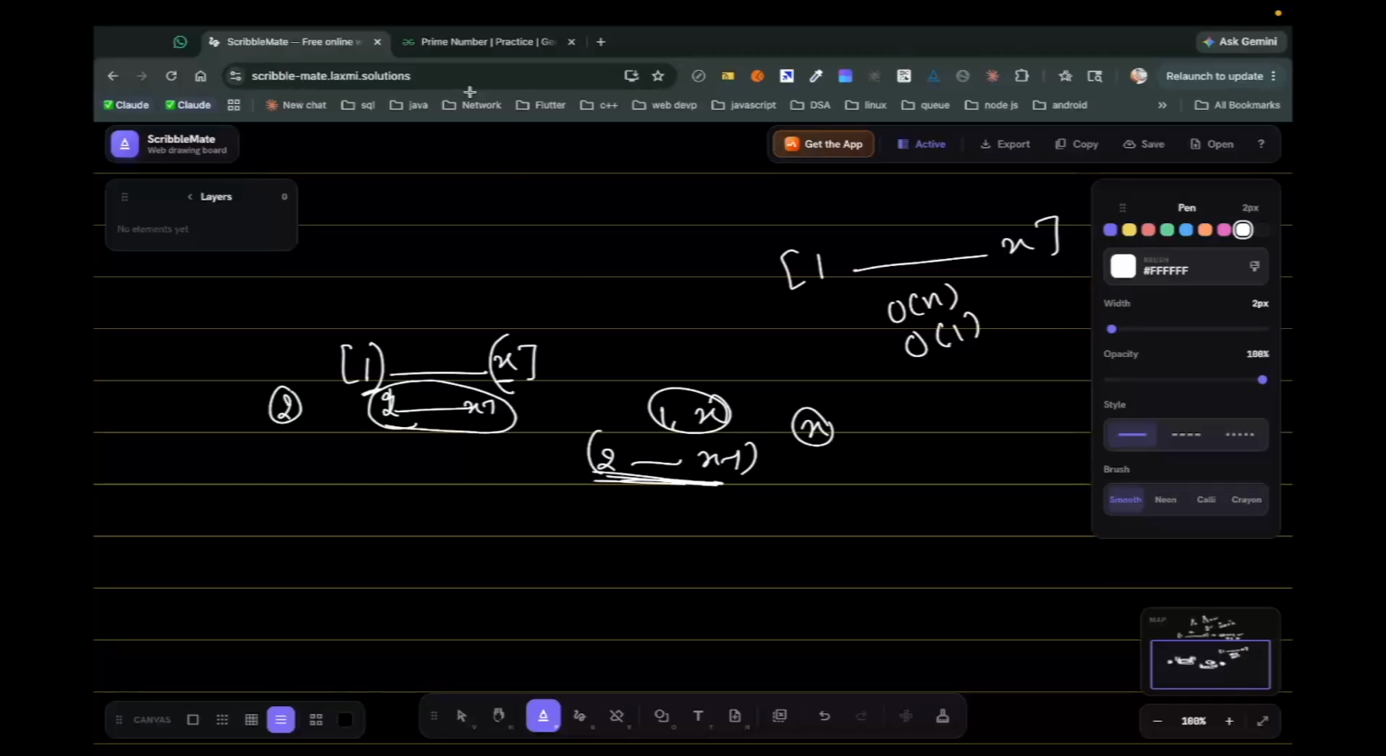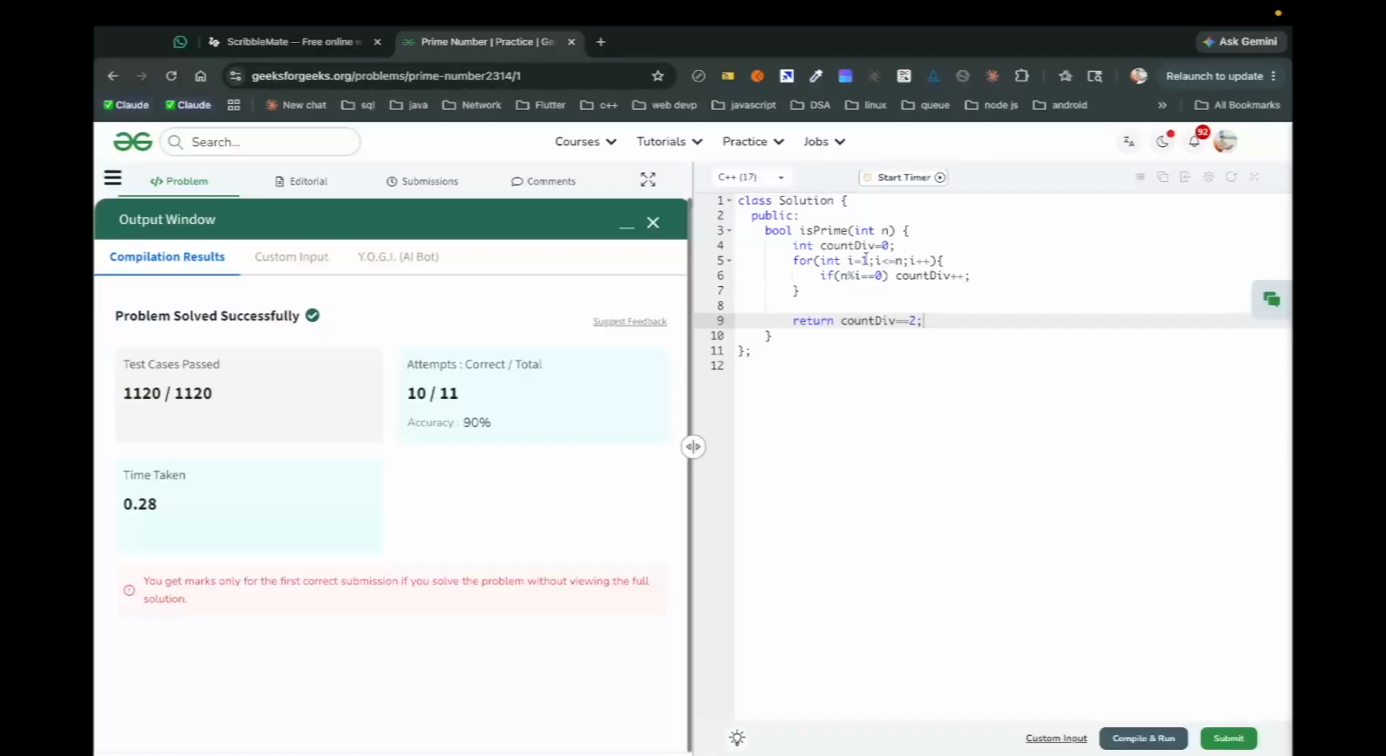Now let's see this approach. So we'll start with 2 all the way up to n minus 1, and if any number divides in this range, then we can say that it is not a prime number, and if we came out of the loop without returning, then it is a prime number. But if a number is less than or equal to 1, it is not a prime number. So for 1 it will return false.